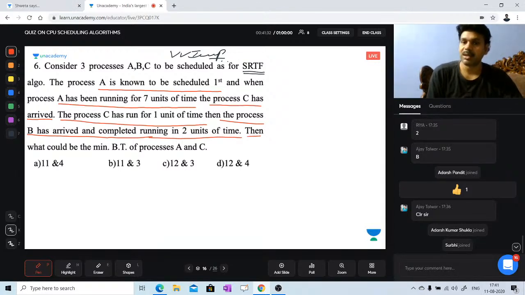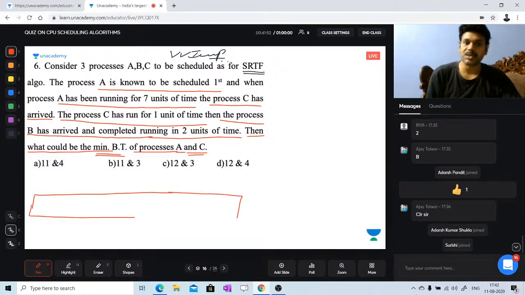Please think about that. Then what would be the minimum burst times of processes A and C to satisfy this kind of environment? Please analyze the question properly. Any doubt, I will discuss immediately.